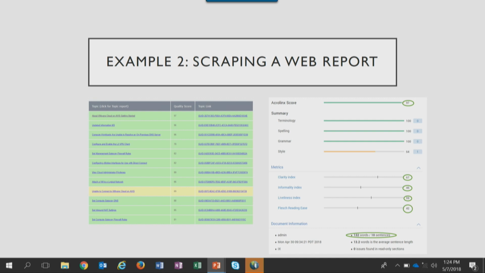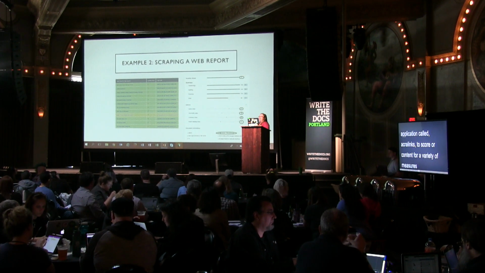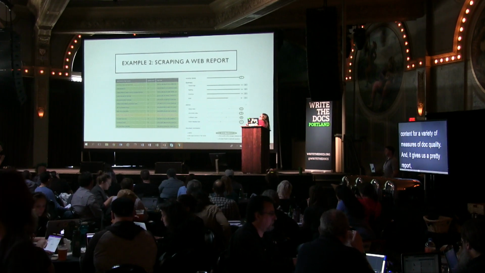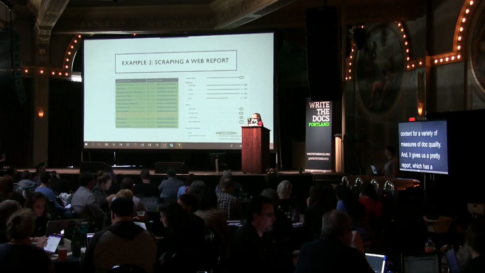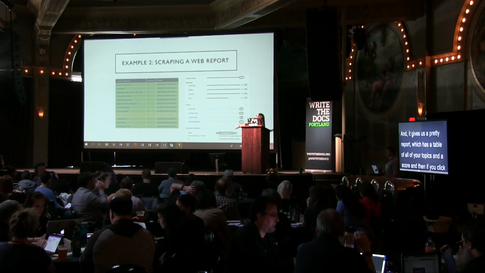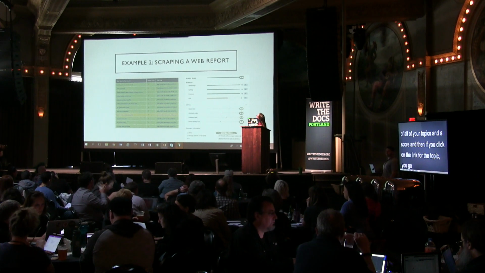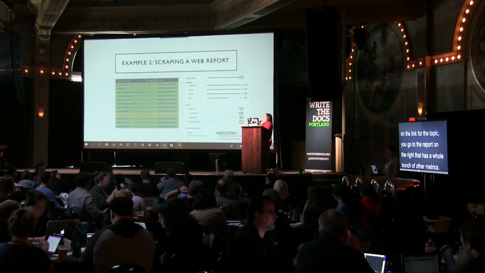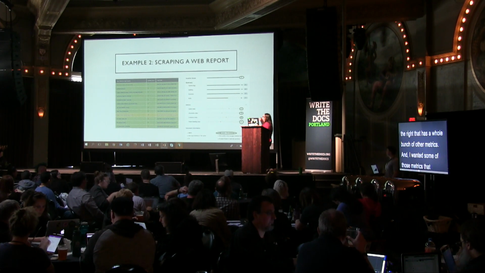Second example, which got a little bit more complicated, we use an application called Acrolinks to score our content for a variety of measures of doc quality. And it gives us a pretty report which has a table of all of your topics and a score, and then if you click on the link for the topic, you go to the report on the right that has a whole bunch of other metrics. And I wanted some of those metrics that I've circled in green.